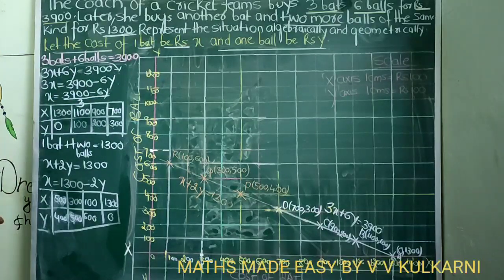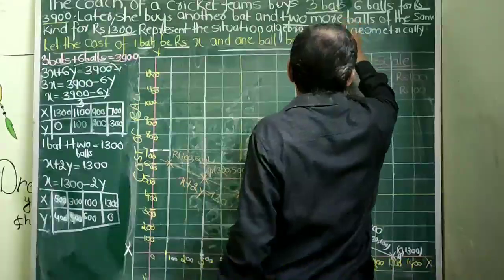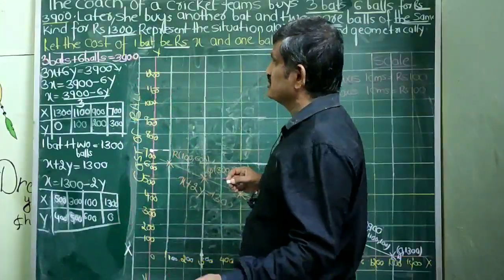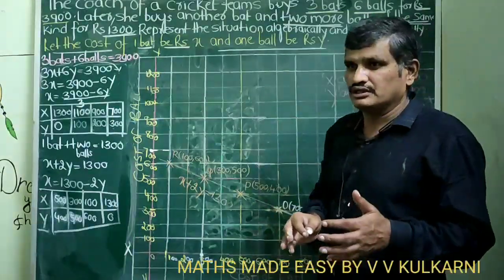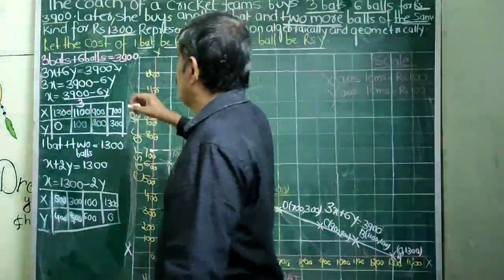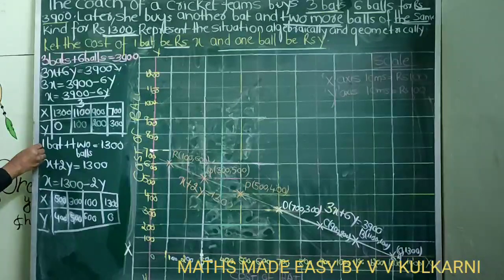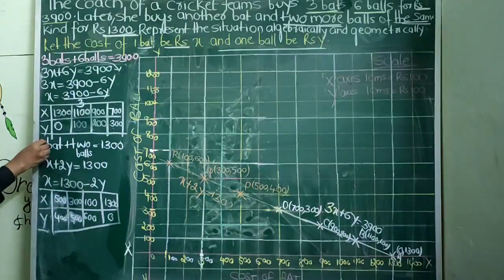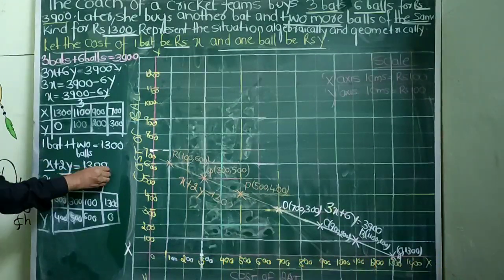Now second situation, second thing is here, 2 more balls of the same kind. Remember the kind has not changed, and that's why the cost will remain the same. This is a very important sentence. Same kind means same quality, same brand. It cost rupees 1300. So I'll take the second key point, and 1 bat plus 2 balls cost rupees 1300. So in that case, 1 bat means X and 2 balls means 2Y is equal to 1300.